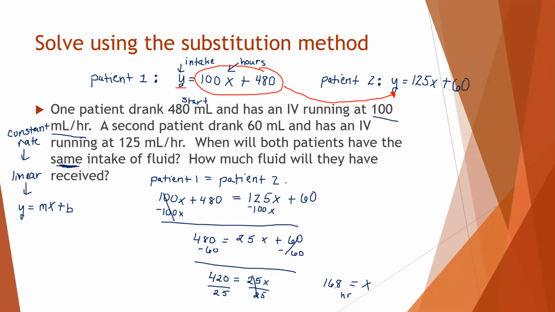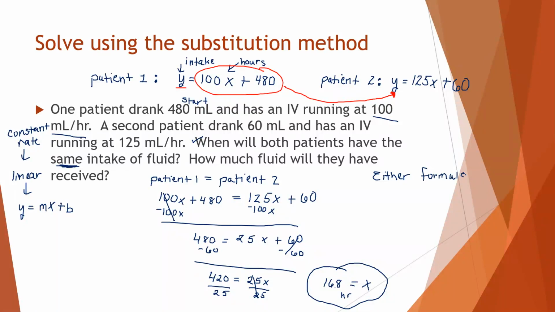And I knew the label because back at the beginning, I had identified that my x represented the hours that the IV would run. And so for both of these patients, when their IV has run 16.8 hours, they will have the same amount of fluid. So I've answered one of the questions, when will both have the same intake? The second question is how much fluid will they have received? And so I can use either formula. I'm actually going to do both of them so that you can see that either formula works.